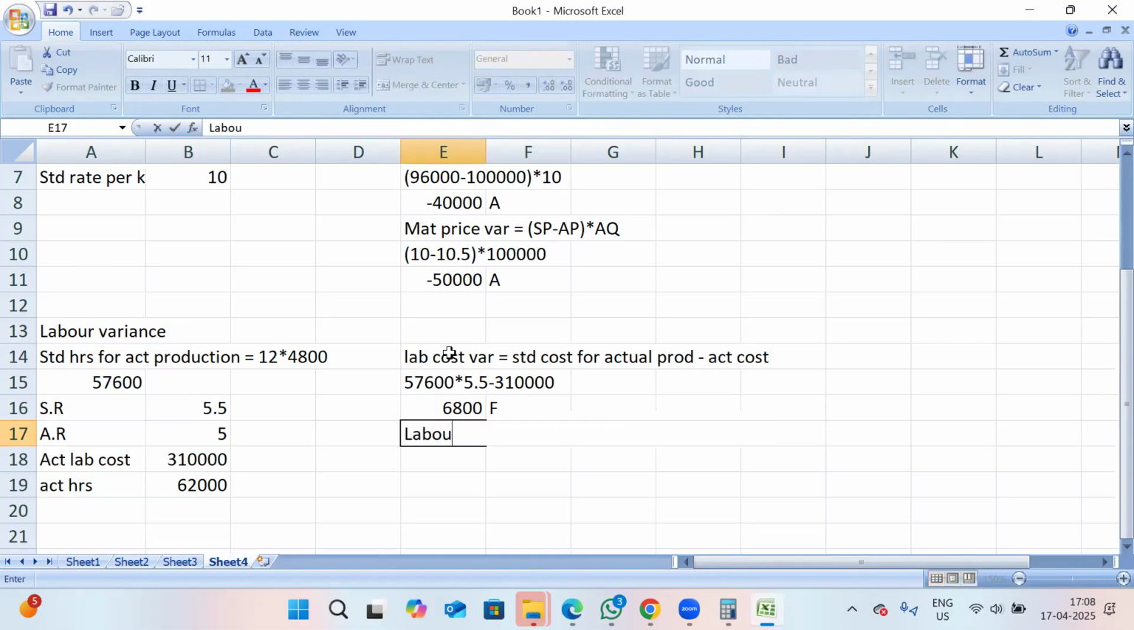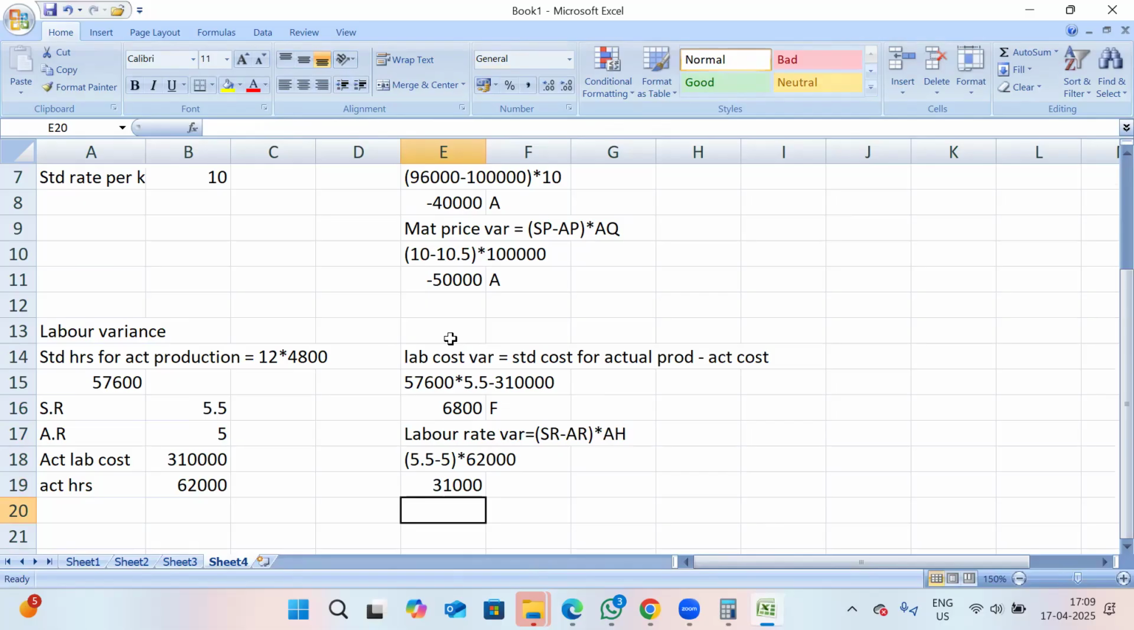Then labor rate variance. The formula is standard rate minus actual rate into actual hours. The standard rate in this problem is 5.5 minus 5, into actual hours, that is 62,000 hours. So here also we will get a positive 31,000 favor.